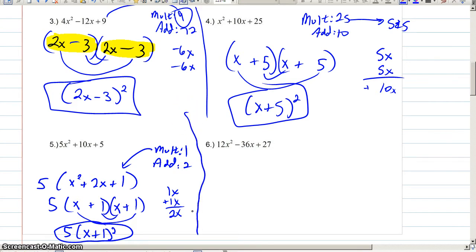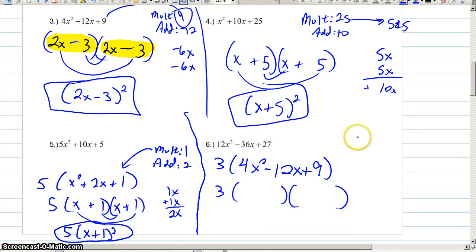Let's take a look at number 6. 12x squared minus 36x plus 27. And it might take you a while to see that the greatest common factor will actually be a 3. If I were to divide out a 3, I would have 4x squared minus 12x plus 9. And from here, of course, as we factor this out, we know that we're going to have to multiply to a 9 and add up to a 12.